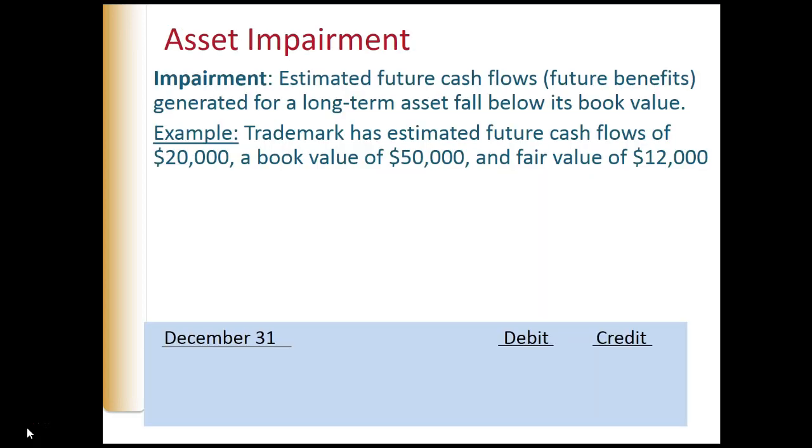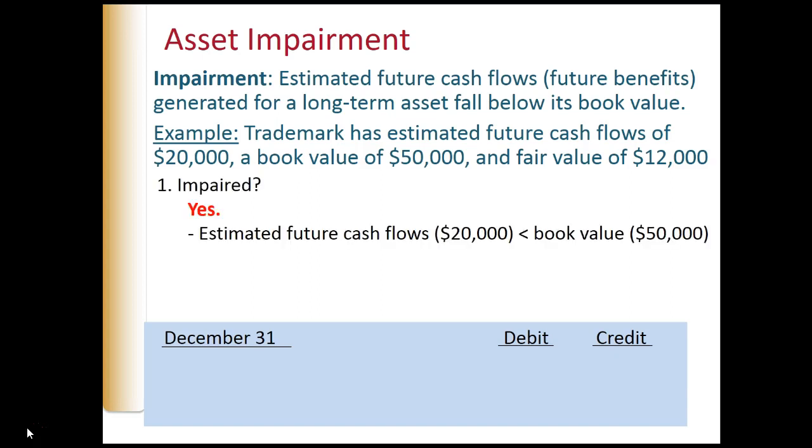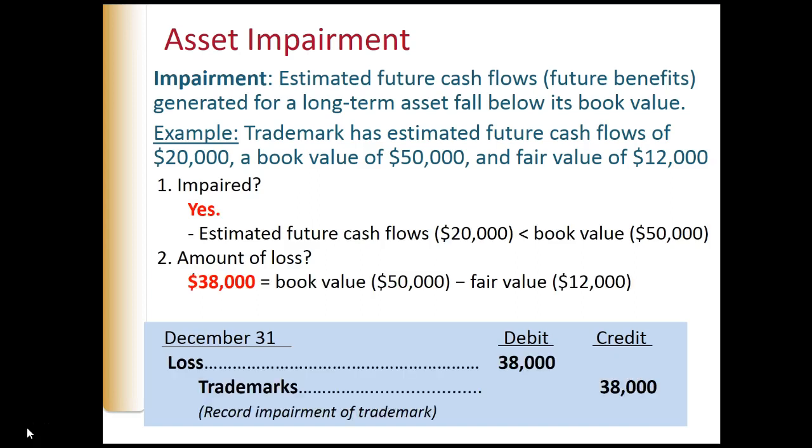Management must review long-term assets for impairment. Impairment occurs when the expected future cash flows, which are expected future benefits generated for a long-term asset, fall below its book value, which is the cost minus depreciation. So as you see here, estimated future cash flows generated for a long-term asset fall below its book value.